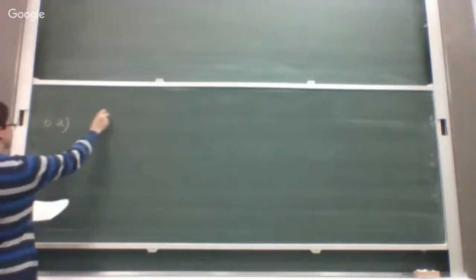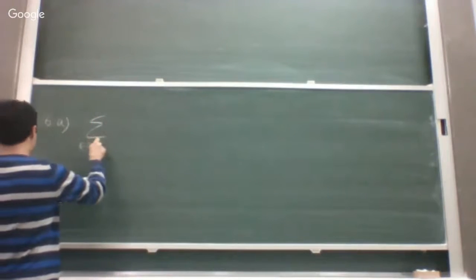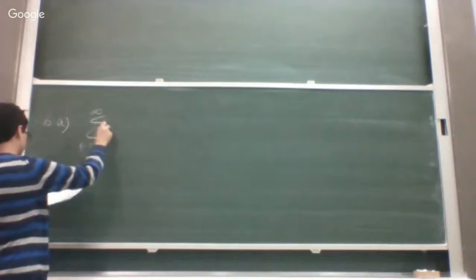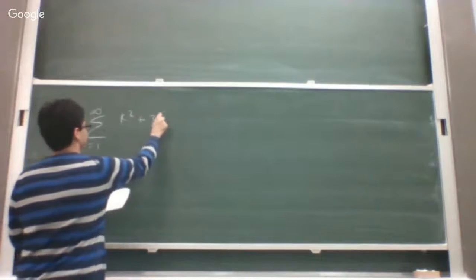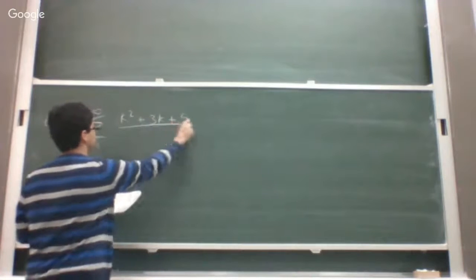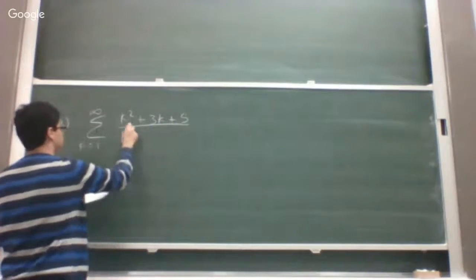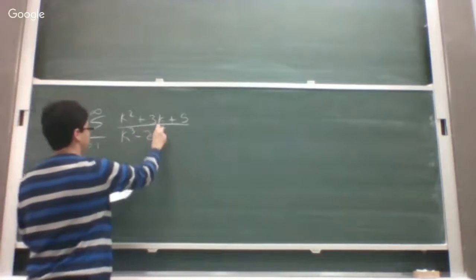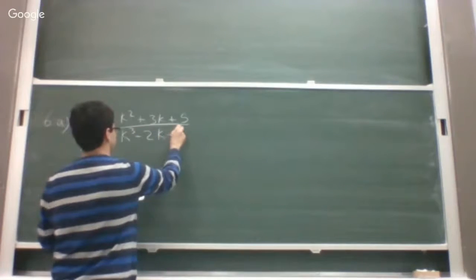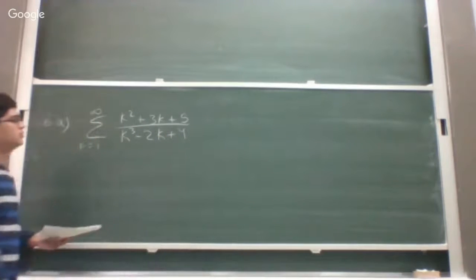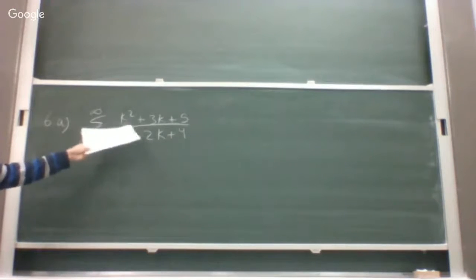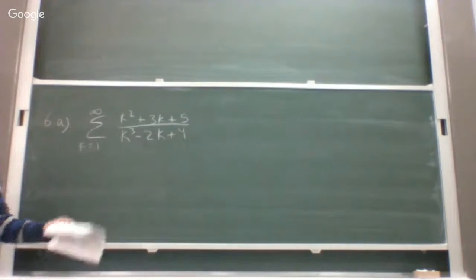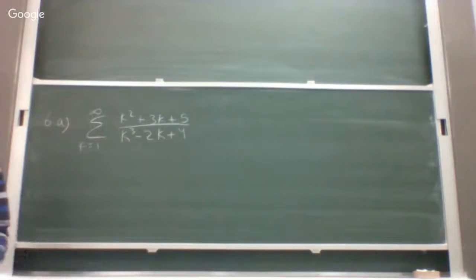Six A is the summation of k equal to 1 going to infinity of k squared plus 3k plus 5 divided by k cubed minus 2k plus 4. Normally, if you see a fraction like this with polynomials and there's a difference in degrees, go for the limit comparison test, and try to find b sub n.